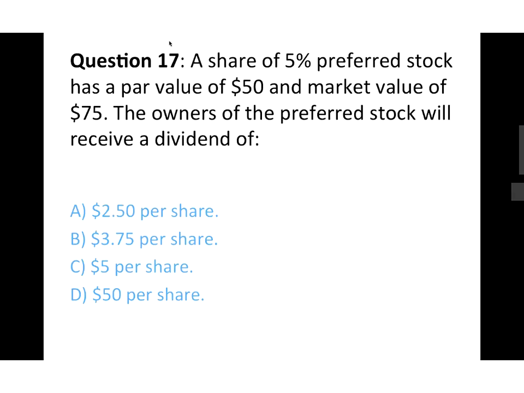One more question before we go on to stock dividends. A share of 5% preferred stock has a par value of $50 and a market value of $75. The owners of the preferred stock will receive a dividend of what per share? You will probably need to do a little math, multiplication.